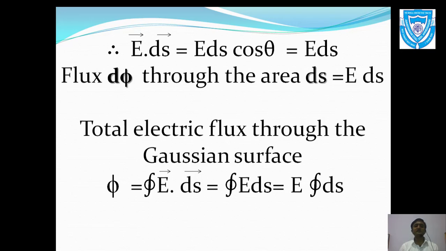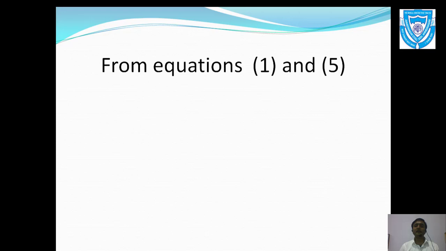Now, integral means summation over the whole surface. In this cylinder, the whole surface will be the curved surface area of the cylinder. And the formula for the curved surface area of a cylinder is 2 pi R L. Therefore, instead of closed integral of dS, we have written 2 pi R L. This is equation number 5. From equation number 1 and 5, which is equation number 1? Which is Q upon epsilon naught according to Gauss theorem. Q upon epsilon naught is equal to E 2 pi R L.